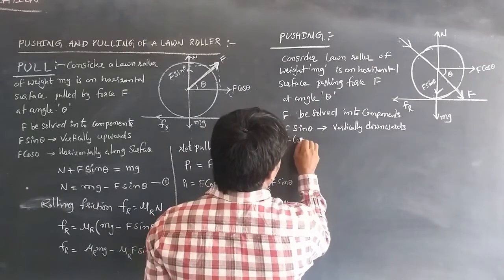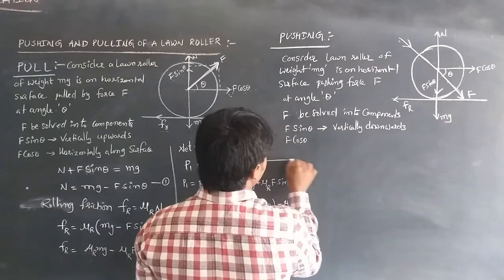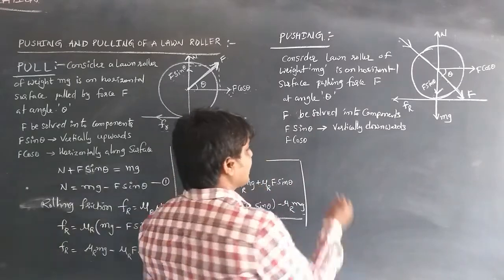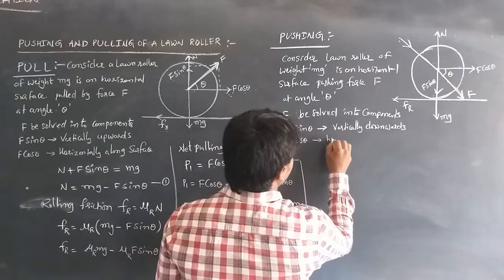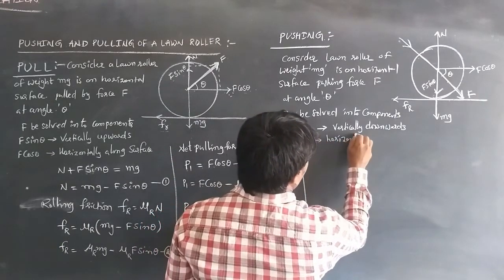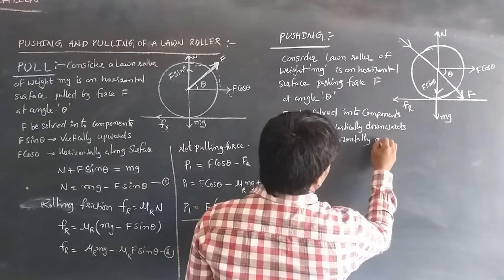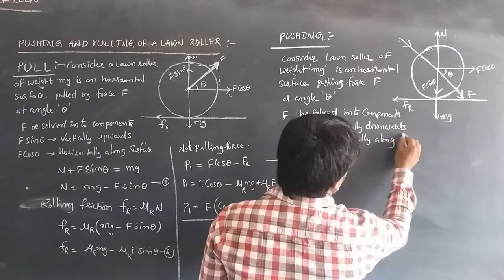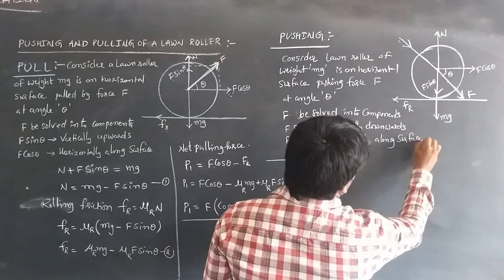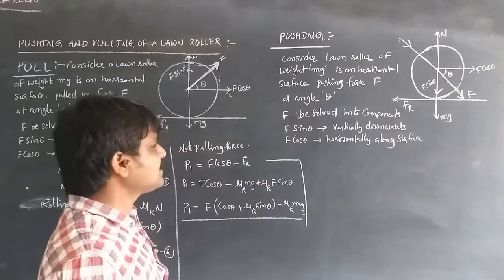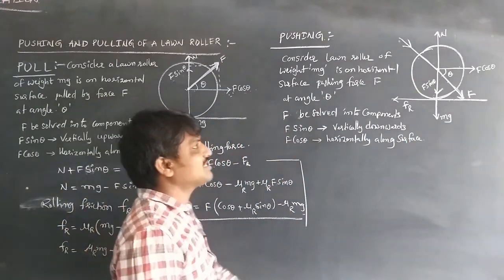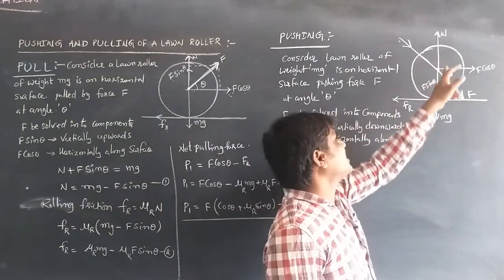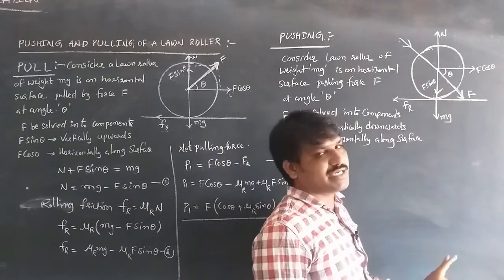Then F cos theta is horizontally along the surface. So here, whenever it is acting, what is the normal reaction? The normal reaction is equal to the amount of F sin theta and mg, which are acting vertically downward.